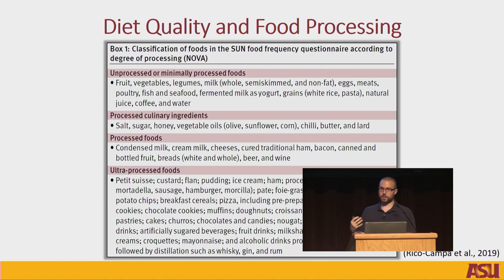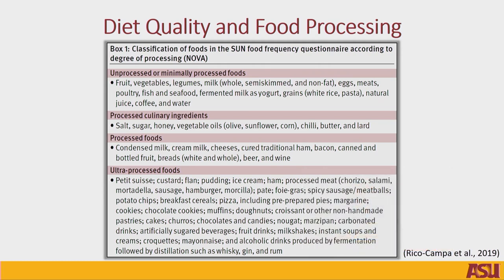And then we have processed culinary ingredients. So these are basically energy-dense foods that we're going to use in the cooking process. Sugar, honey, oils, butter, they include salt in here as well. And then we have processed foods: condensed milk, cream milk, cheeses, beer, wine, etc. Then you have your ultra-processed foods, the very delicious things. This is your pizza, your donuts, you name it, it's on there.